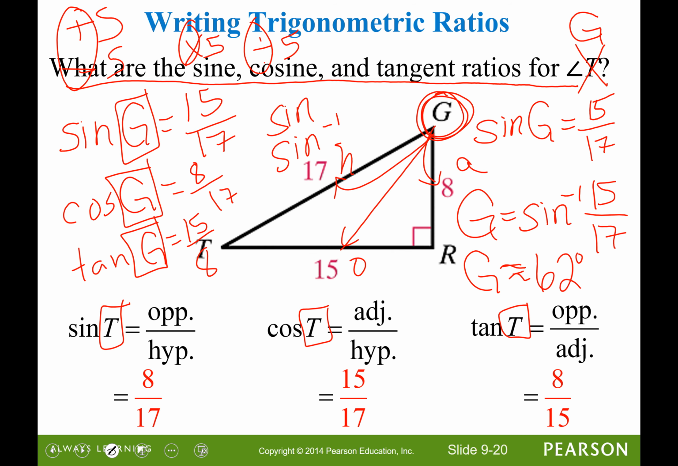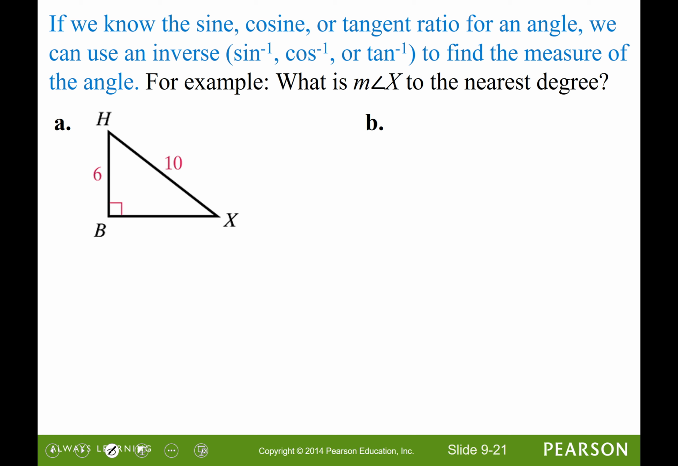All right, a lot of information on that slide. Watch it again as much as you need to, or refer back to it when you have a question. Okay, next slide. If we know the sine, cosine, or tangent ratio for an angle, we can use an inverse. Okay, so this is what I just was sketching an example, but here it is much written up nicely for us. We can use sine inverse, cosine inverse, or tangent inverse to find the measure of the angle.